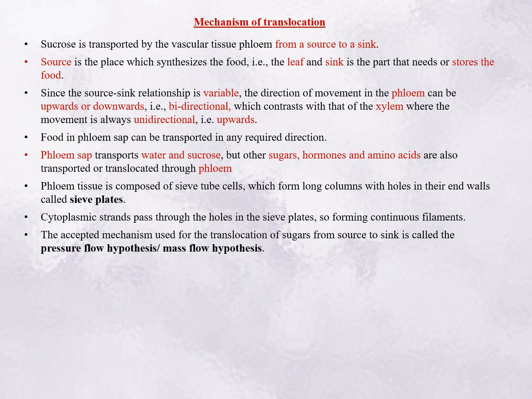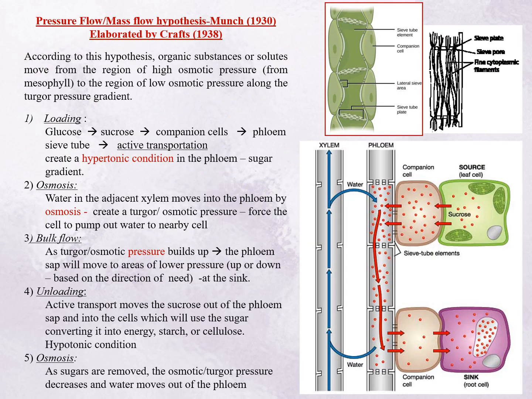So let me see what it is. The pressure flow or mass flow hypothesis was proposed by Munch in 1930, and it was later elaborated by Crafts in 1938. So as per the image nearby, these are sieve plates which consist of holes. Both ends consist of sieve plates, and in between, from one hole to the other, the top sieve plate and bottom sieve plate are connected through thin cytoplasmic filaments through which all this flow happens. So this is the structure.